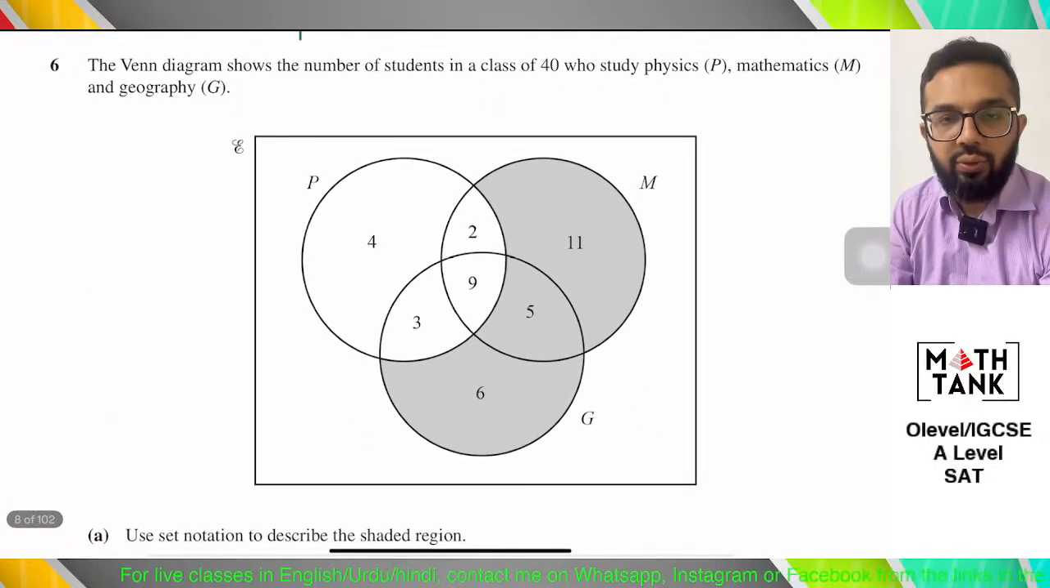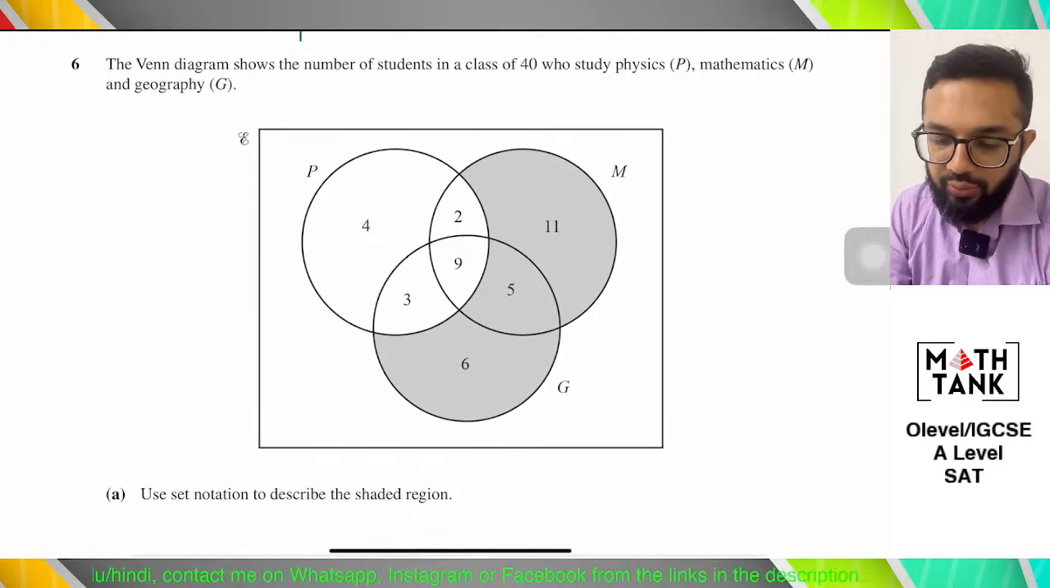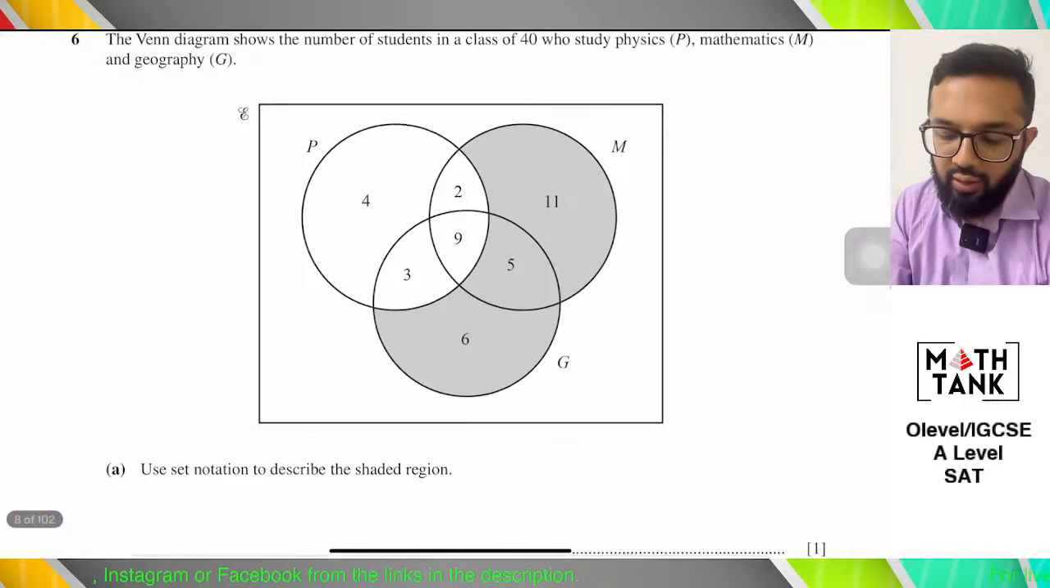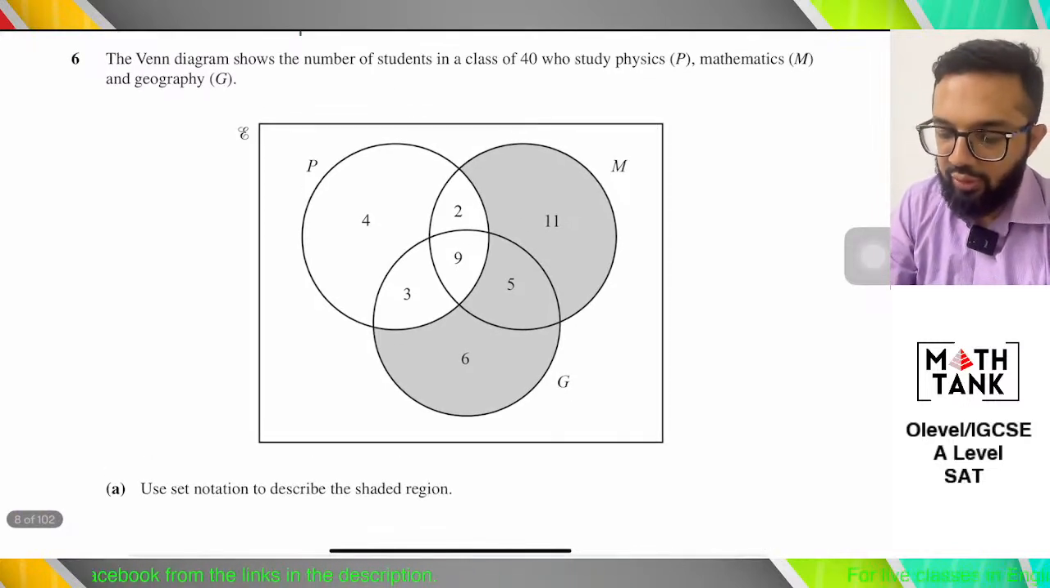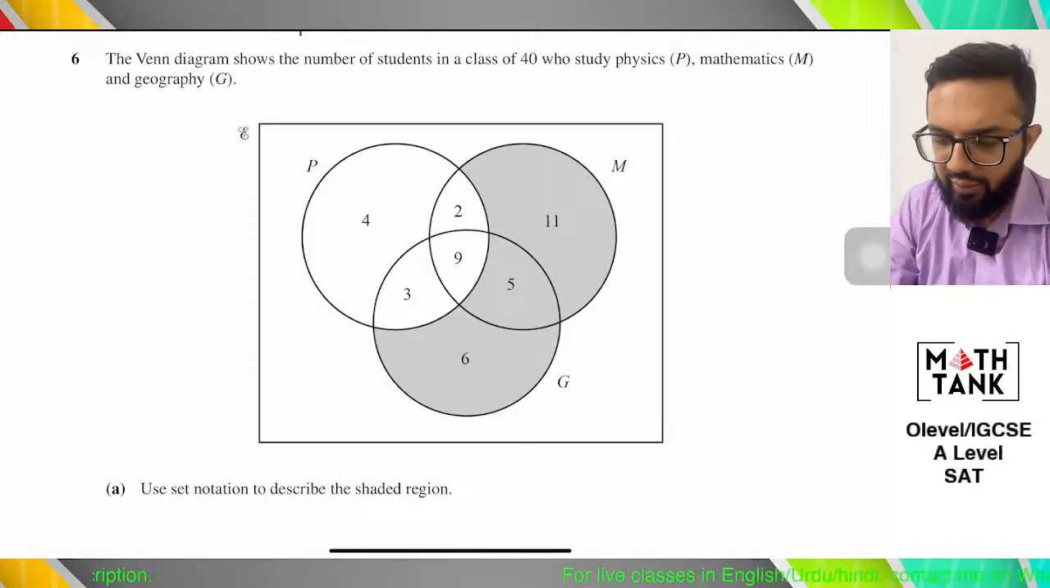Then we have questions on Venn diagrams. Those are also part of number. The Venn diagram shows the number of different students in a class who study physics, maths, and geography. Use set notation to describe the shaded region. It doesn't matter if you have a calculator or not.